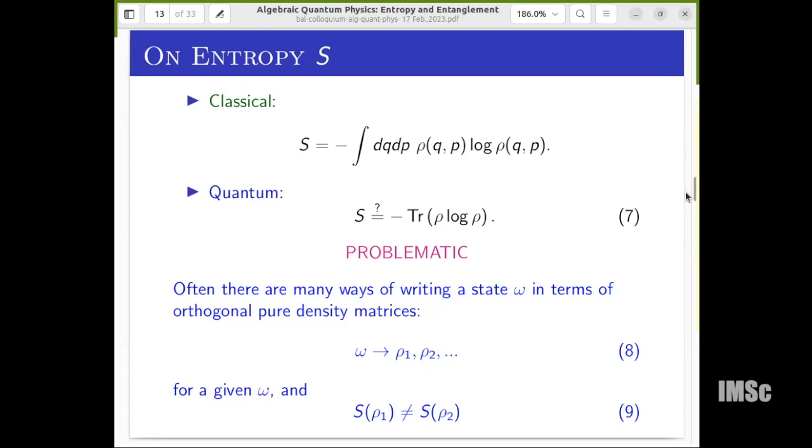This is what happens: there is no uniqueness in the mapping of a state. A state is not given by rho. It's given by its values on the algebra of observables. So you may have many rows giving the same state.